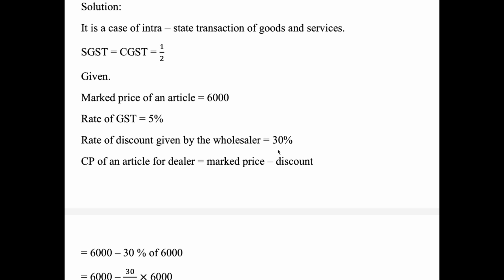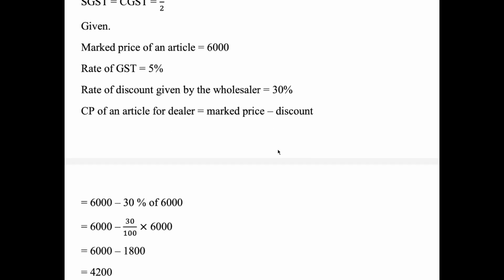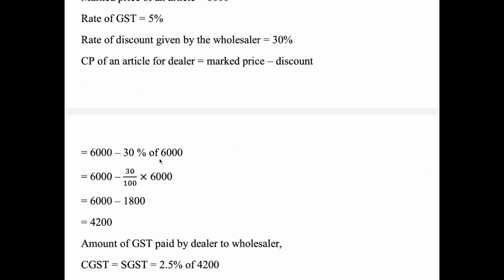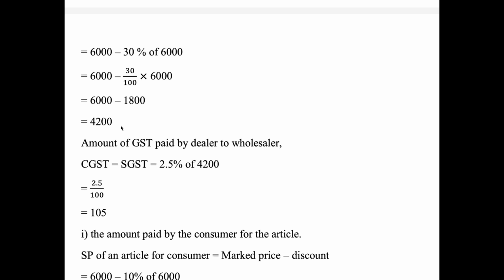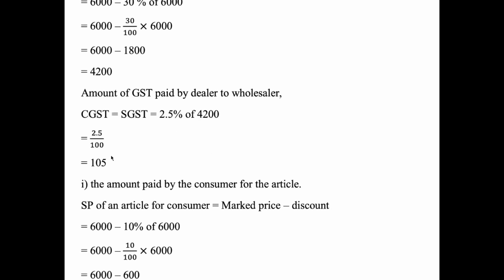Rate of discount given by the wholesaler is 30%. So CP, that is the cost price of the article for the dealer, marked price minus discount. So 6,000 minus 30% of 6,000, that comes to 4,200. Amount of GST paid by dealer to wholesaler, that is CGST is equal to SGST is equal to 2.5%. Why? Because 50% CGST, 50% SGST of 4200, that comes to 105.